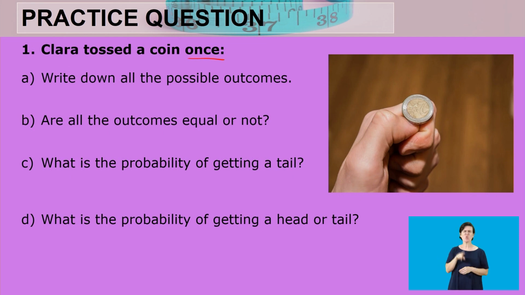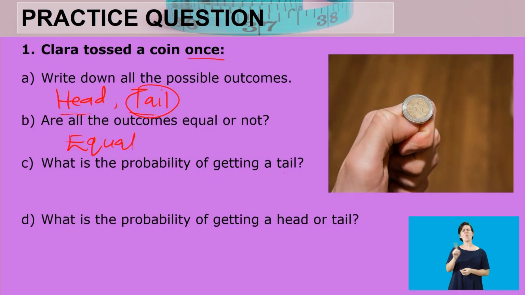So what are the possible outcomes when you toss a coin? What might you land on? You might either land on a head, or you might land on a tail. So these are all the possible outcomes whenever you are dealing with a coin. Then B says, are all the outcomes equal or not? They are definitely equal because there's just two of them. So it's either a head or a tail. There's no third outcome. So these outcomes are actually equal.